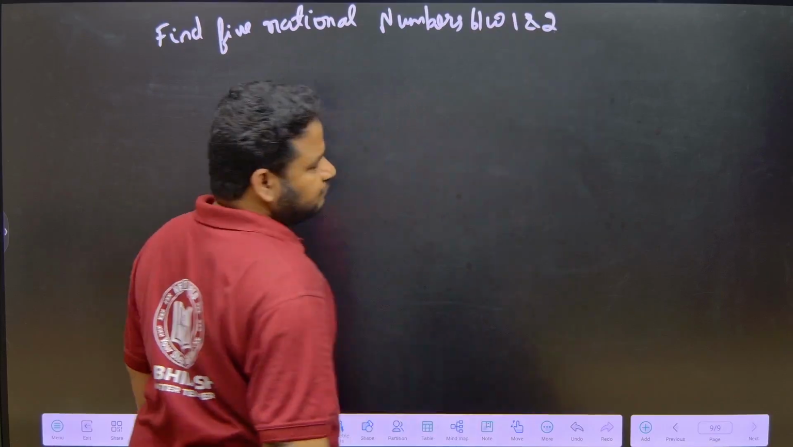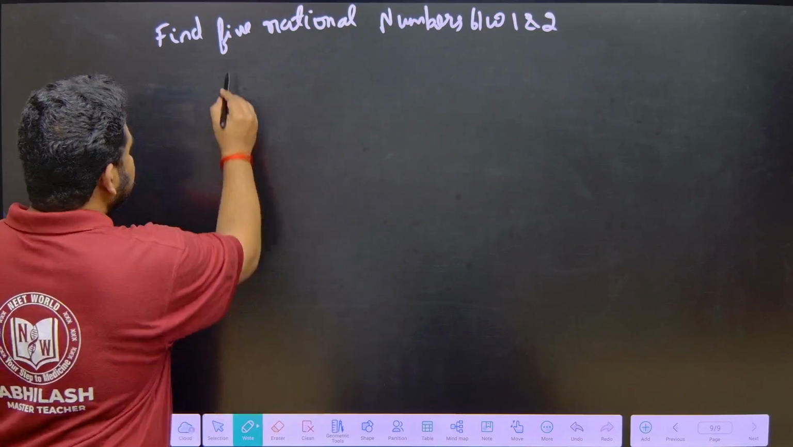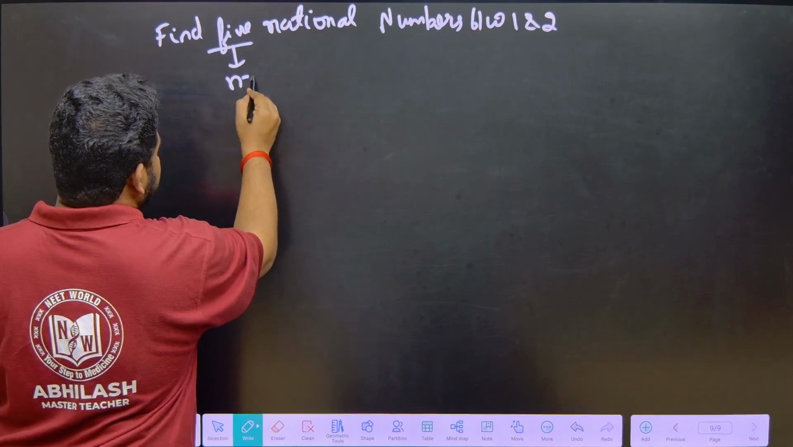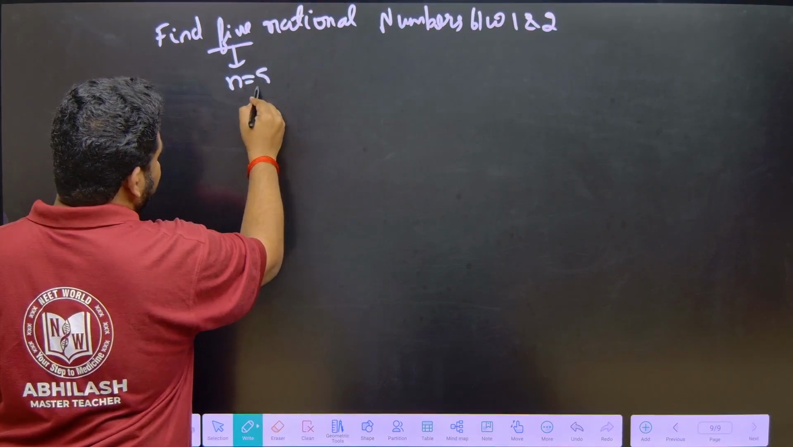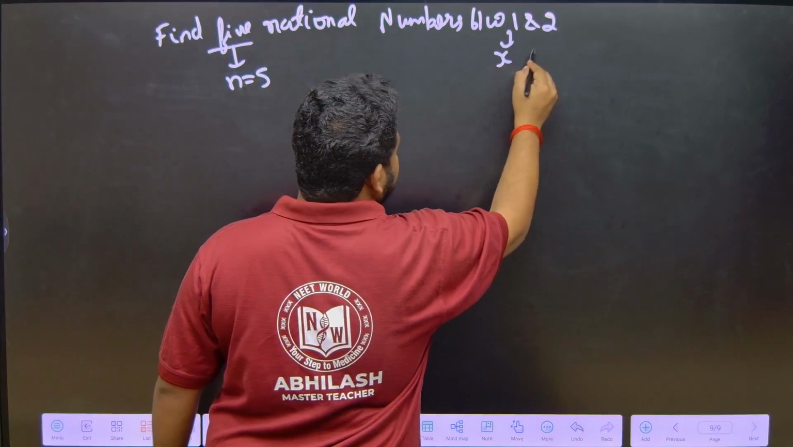5 rational numbers between 1 and 2. So, we have to take it as what? Here n should be the number of values, that is n should be equal to 5, and the first number I should take as x, and this will be y.